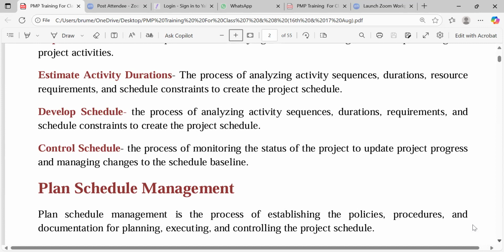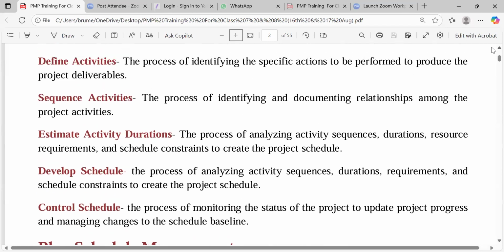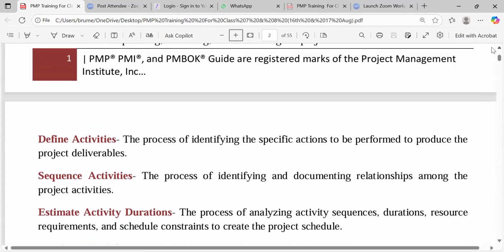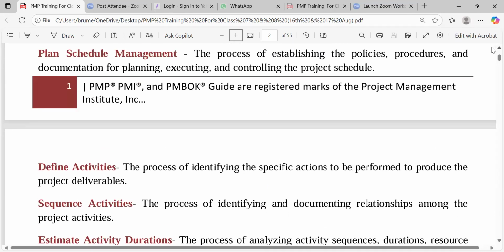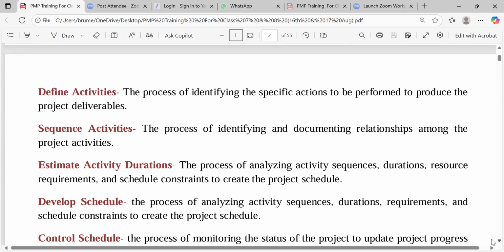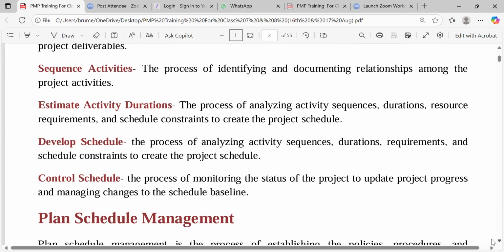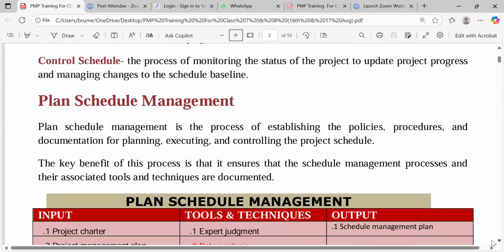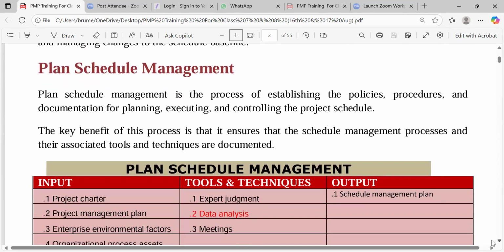These are just what is expected of us to do here. Six of them. Let's iterate: plan schedule management, define activities, sequence activities, then estimate activity duration, develop schedule, and control schedule. We control the schedule till the end of the project. I haven't done this introduction. Now let's start looking at them one by one.